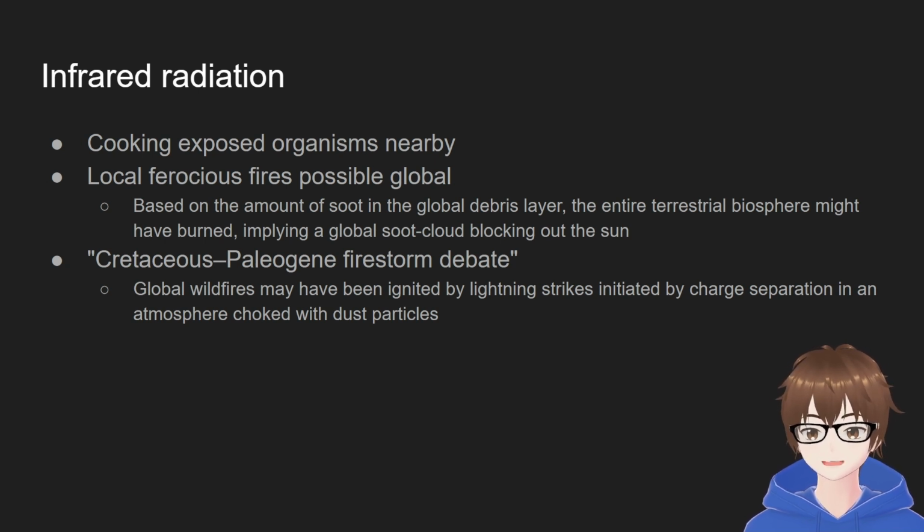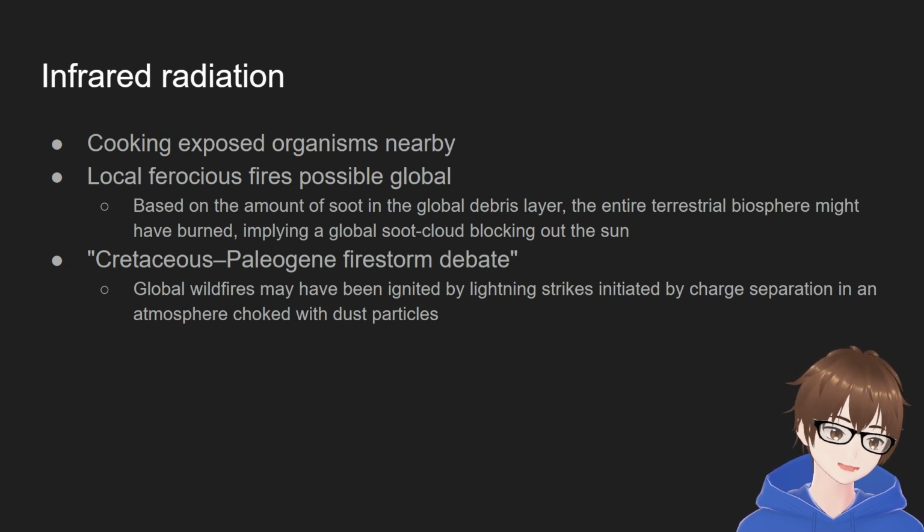Then there would have been local ferocious fires, possibly global. Based on the amount of soot in the global debris layer, the entire terrestrial biosphere might have been burned. It implies that a global soot cloud blocked out the sun along with the dust cloud. So, this brings into account the local ferocious fires and then the global, possibly.